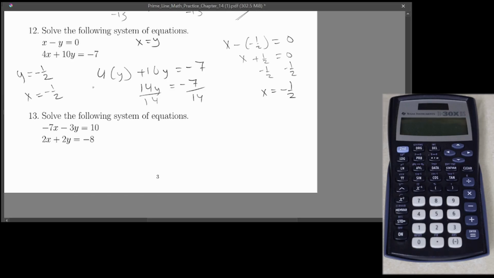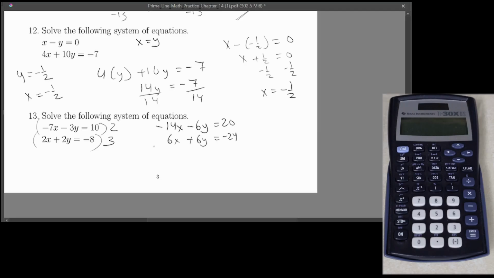All right. Number 13. On this one, I'm going to use the elimination method again. So I'm going to eliminate the y values here. So I'm going to multiply this side by 2 and this side by 3. That gets me negative 14x minus 6y equals 20. And this gives me 6x plus 6y equals negative 24.